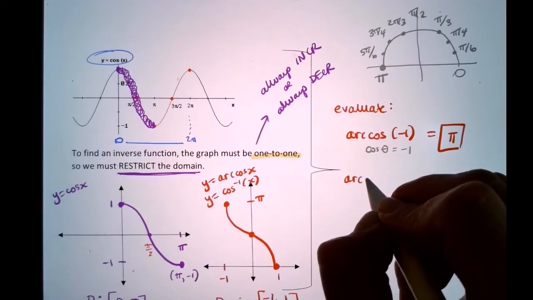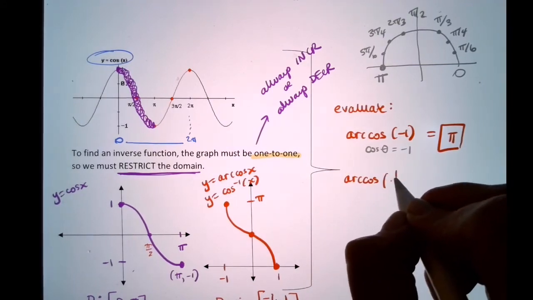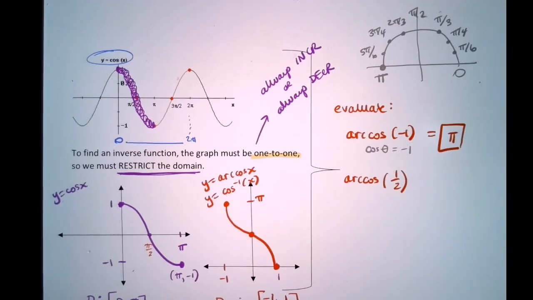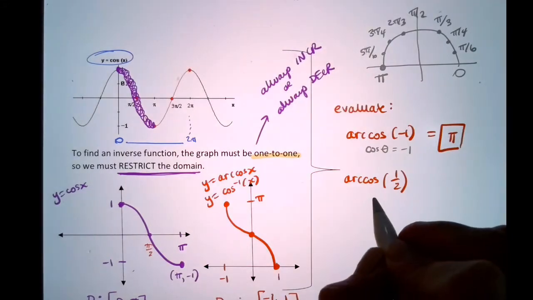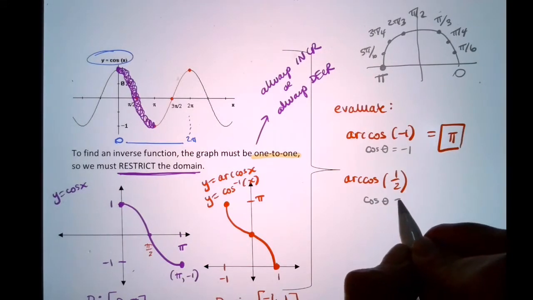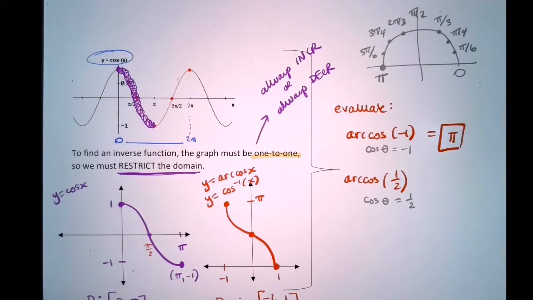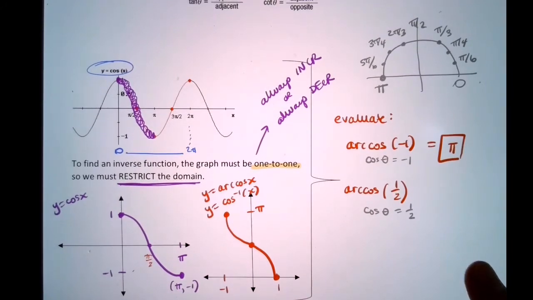Arc cosine of 1/2. Again, I'm going to translate what that means in terms of trig. What it means is the cosine of some angle is 1/2, and you have to answer an angle. Your answer is an angle, and your answer has to be between 0 and pi. So you're looking on the unit circle where you have an x-coordinate of 1/2. And that's actually here.